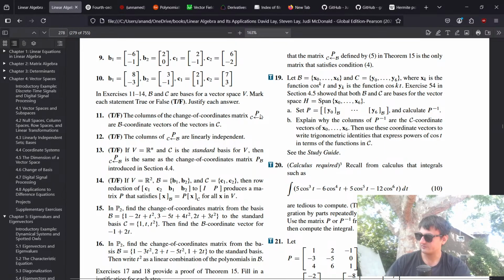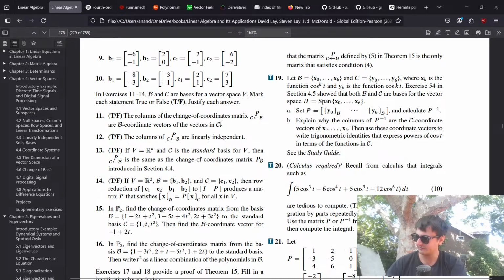Oh my goodness, I'm so confused. So in this case, you're going to be writing B in terms of C. So this is false. So 11 is false.